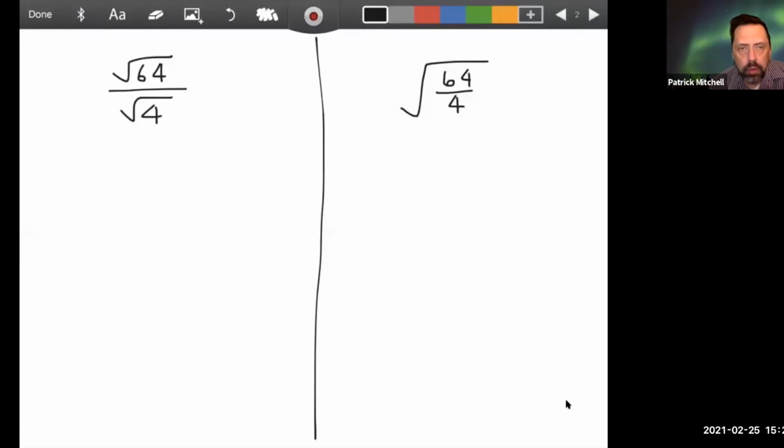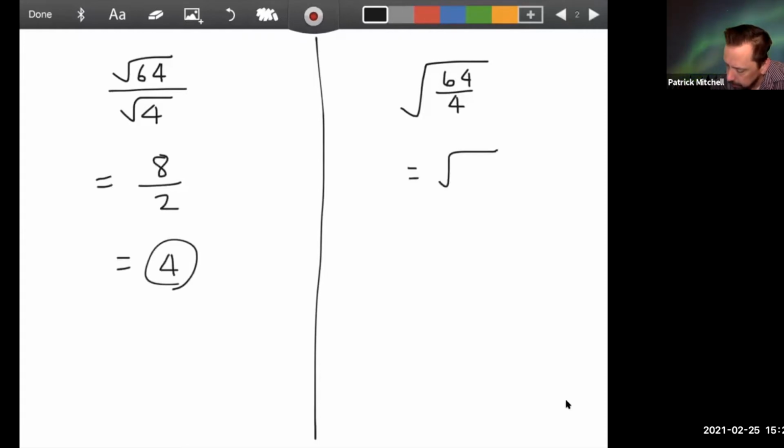All right, here we go. The square root of 64 is 8. The square root of 4 is 2. 8 divided by 2 is 4. 64 divided by 4 is 16. Square root of 16 is 4. So those also come out to be the same.